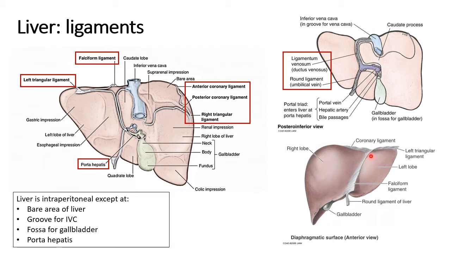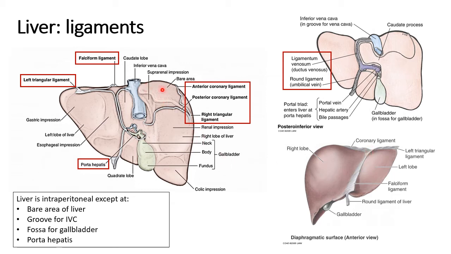Let's start anteriorly. Anteriorly, we have the falciform ligament, which divides the right and the left lobes anteriorly, and we have the coronary ligament, which connects the upper surface of the liver to the lower surface of the diaphragm. So that's the coronary ligament.